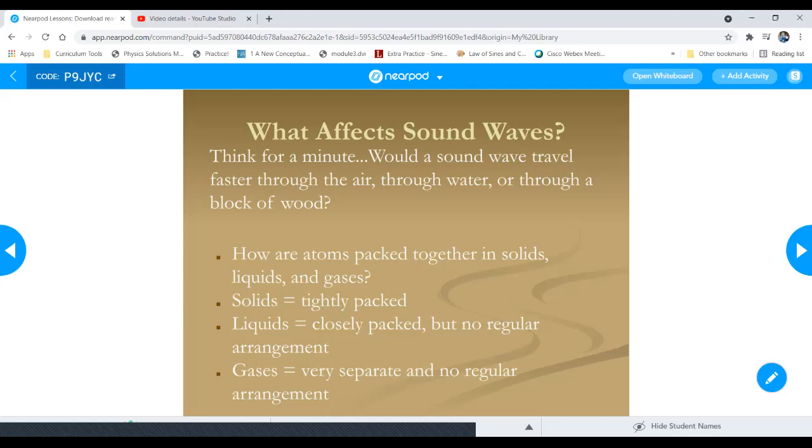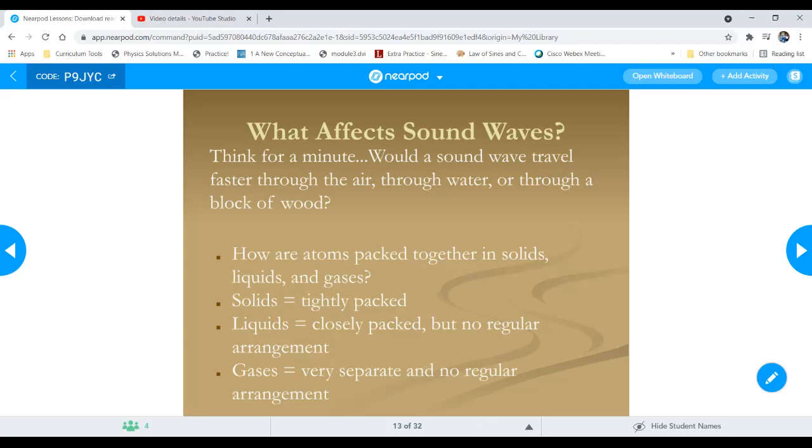And so different things affect sound waves. And I want you to think, would sound travel faster through the air, through water, or through a block of wood?